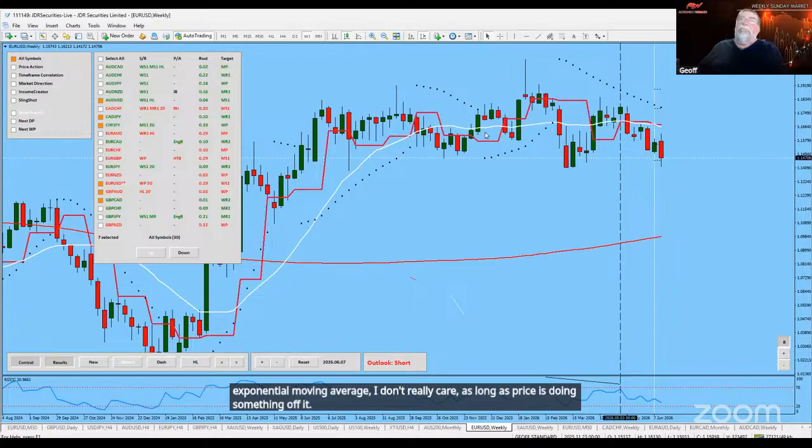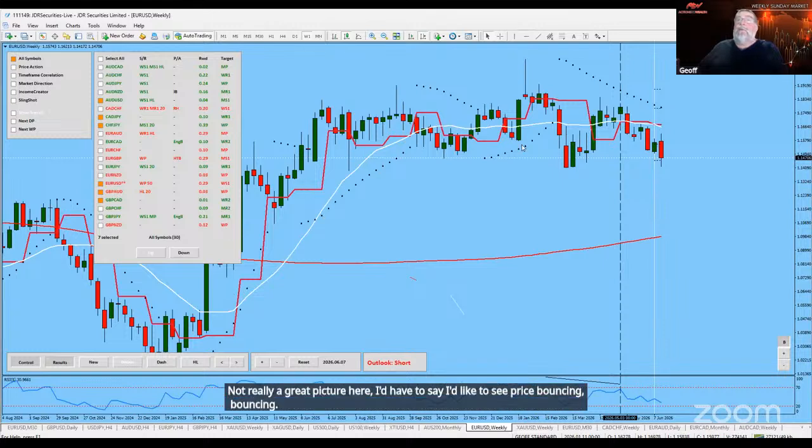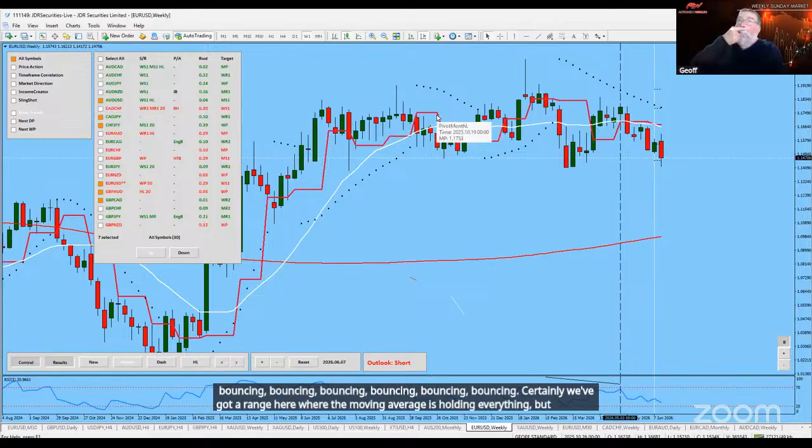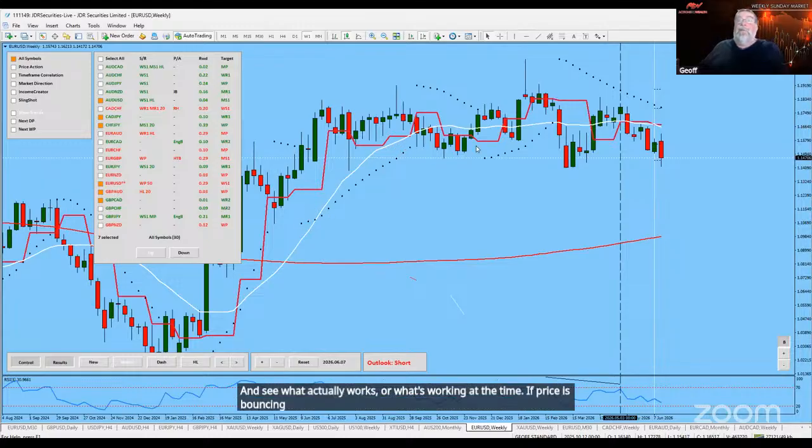It's not really a great picture here, I'd have to say. I'd like to see price bouncing, bouncing, bouncing. Certainly, we've got a range here where the moving average is holding everything, but play around with it, I would suggest, and see what actually works or what's working at the time. If price is bouncing off this consistently, then it's the one you want to use. That would be my answer to that, really.